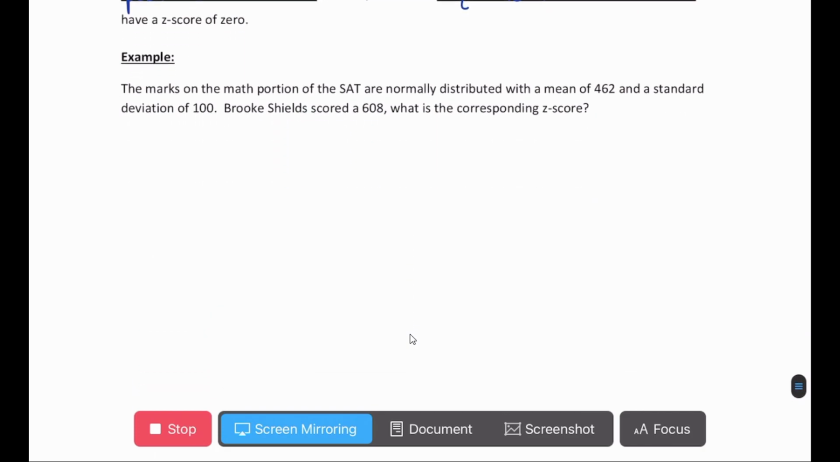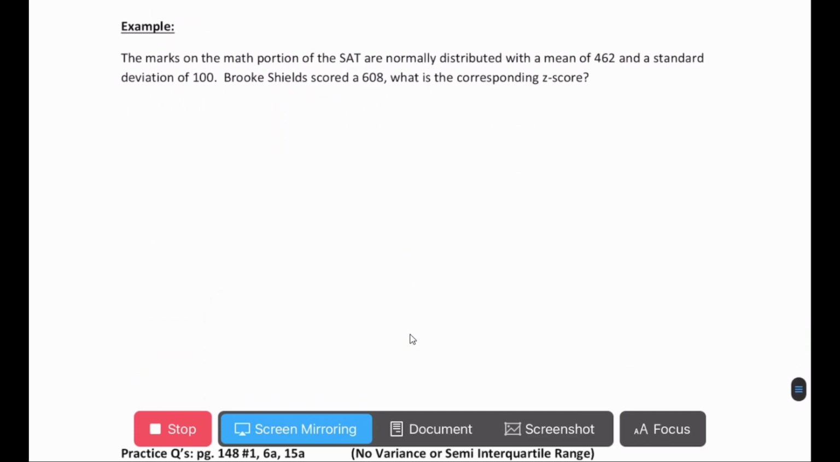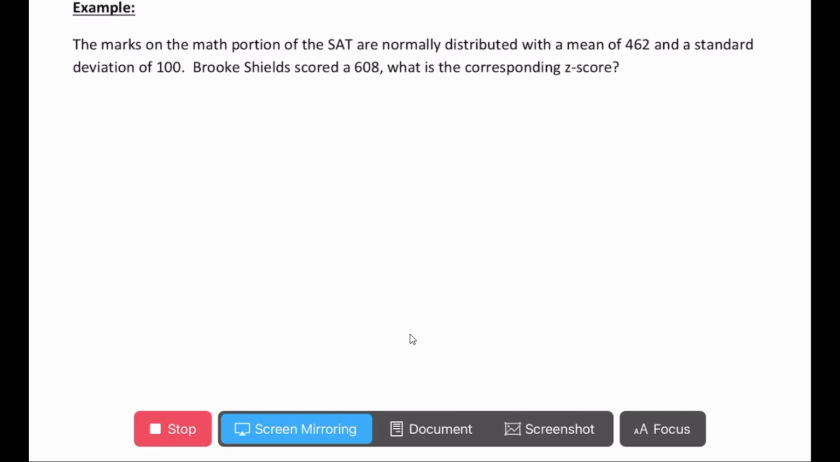To get a feel for this, let's work through an example. Our example says, the marks on the math portion of the SAT are normally distributed with a mean of 462 and a standard deviation of 100. Brooke Shields scored a 608. What is the corresponding Z-score? So how many standard deviations from the mean did she score? And we're going to add a second question to this as well. What percent of students did she score higher than? So let's start with A. What is the corresponding Z-score?